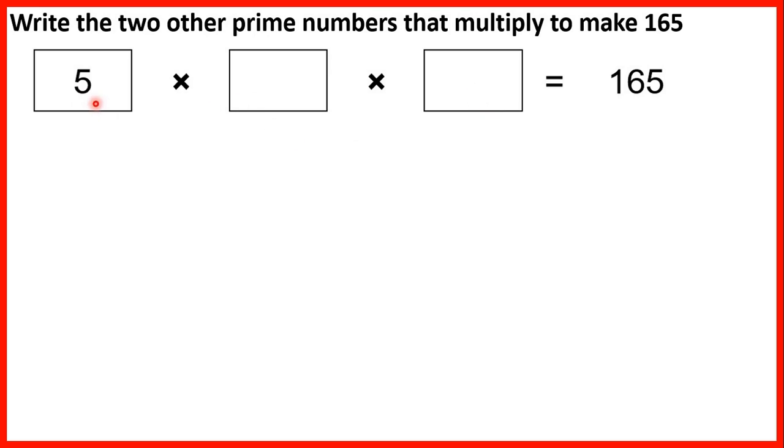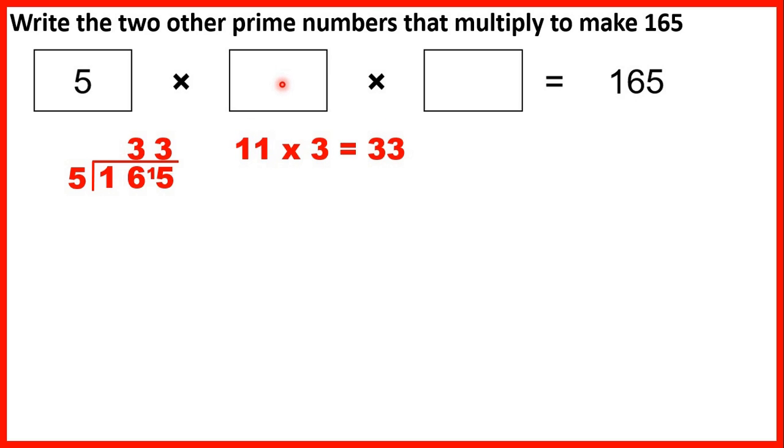What we need to spot is that we've got a missing number multiplication, so we need to divide. We need to work out 165 divided by 5, because that will give us the product of these 2 numbers here. We can use short division and we get 33. So that tells us that this number times this number must be 33. And 11 times 3 is 33.